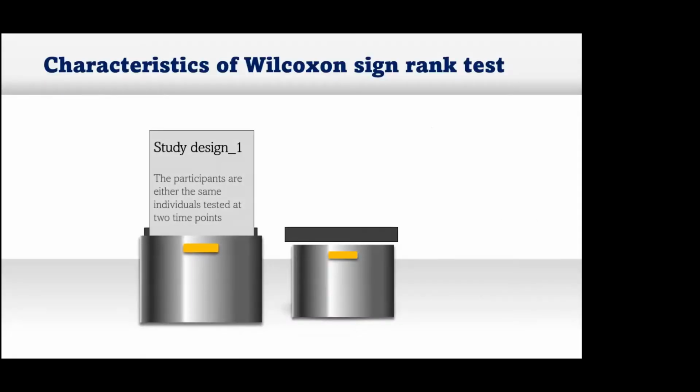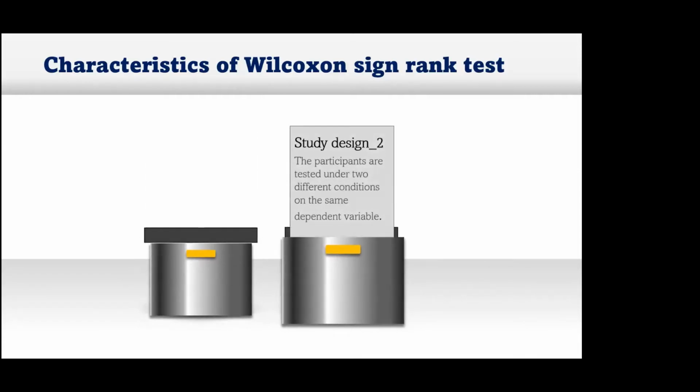So in this case, there are two study designs. Either the participants are individuals who are tested at two different time points, like we have seen, summer and winter, maybe right arm and left arm, maybe under the two interventions, or the participants are tested under the two different conditions on the same dependent variable. But the crux is that the same dependent variable should be measured twice. That's why we call it a paired value.